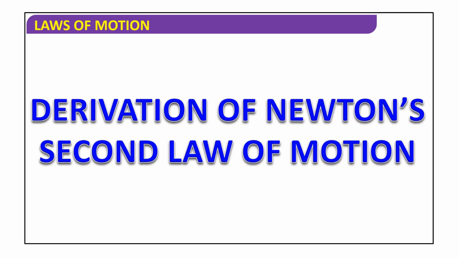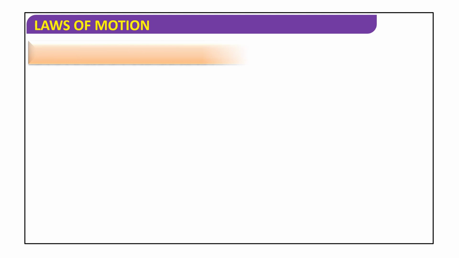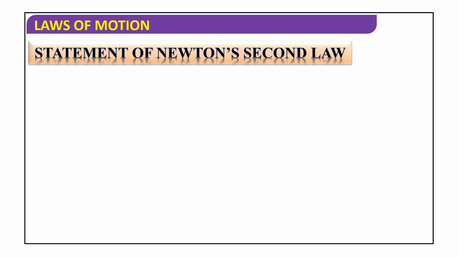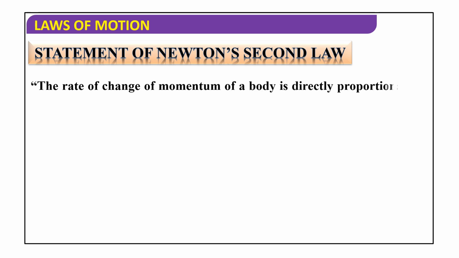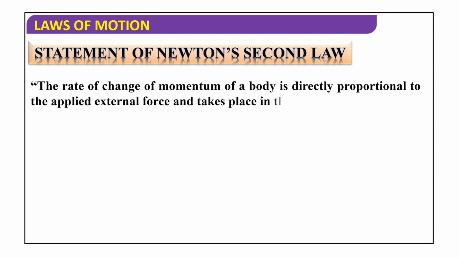Now the derivation of Newton's second law of motion. Let us discuss. Statement of Newton's second law: the rate of change of momentum of a body is directly proportional to the applied external force and takes place in the direction of force. This is about Newton's second law of motion. So this statement tells that the rate of change of momentum of a body is directly proportional to the applied external force and takes place in the direction of the force.